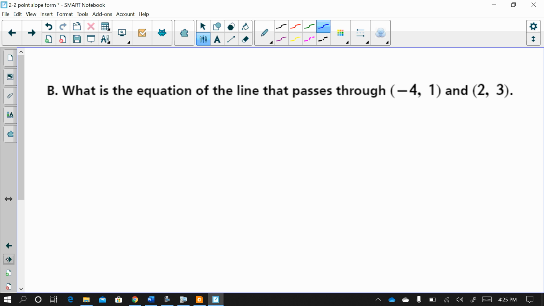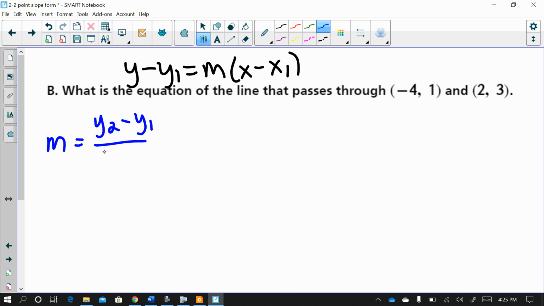Okay, so it's your turn. Oh, actually, I lied. We're going to do this one together. What's the equation of the line that passes through the points -4, 1, and 2, 3? So again, we're going to work it with point slope form. So y minus y1 equals m times x minus x1. Uh-oh, I don't have m. Is that going to be an issue? Absolutely not, because we can solve for m. Remember, slope is equal to y2 minus y1 over x2 minus x1. And we get those from the points. Remember, first point, x1, y1. Second point, x2, y2. So let's just plug and plug.